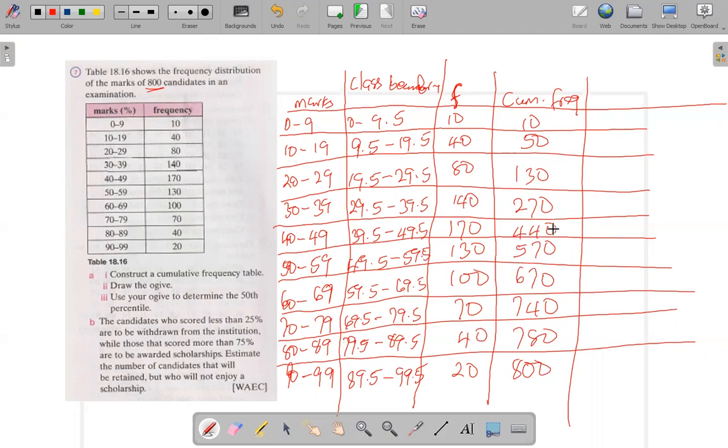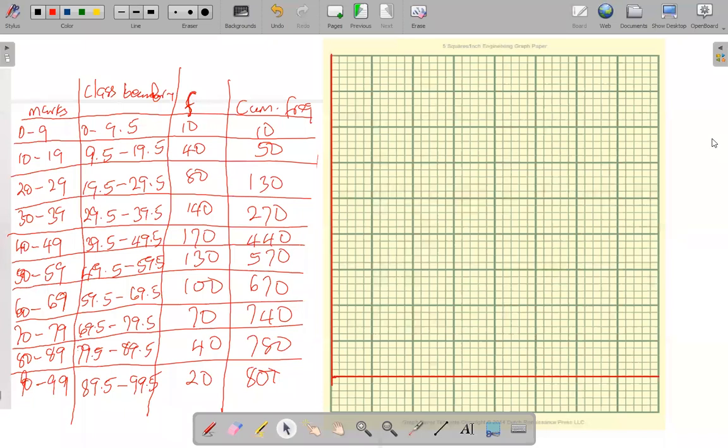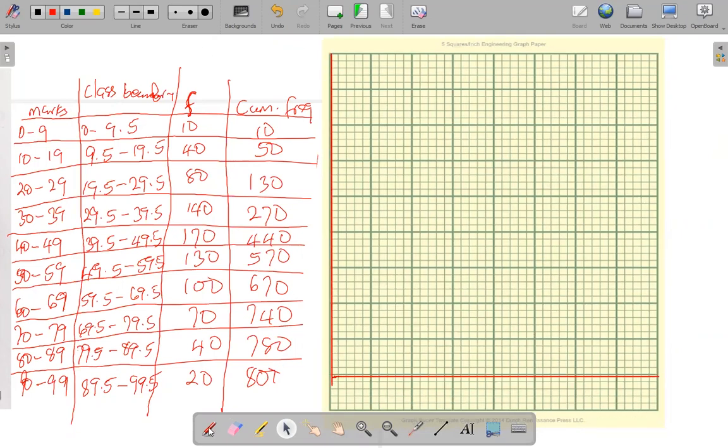Now, with this, we can plot the Ogive. This is the cumulative frequency table we have found. We will now use this table to plot the Ogive. In doing that, we plot cumulative frequency on the vertical axis, the y-axis, and the class boundary, the upper limit of the class boundary, on the horizontal axis. So this is the graph sheet with x and y axis lines. Let me indicate that on the graph. This is my y-axis, and this is my x-axis.